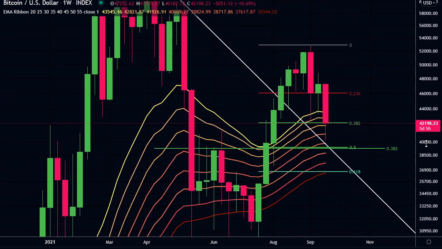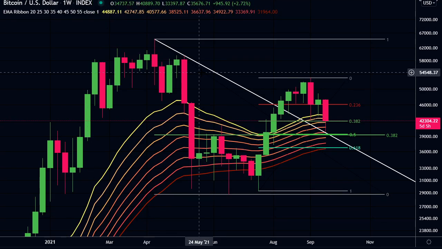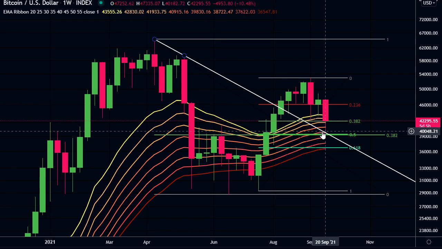Did get quite close here. We came to around 40,170. But just an area to watch here.